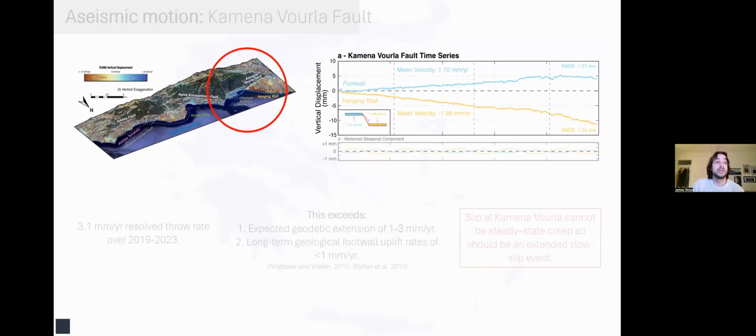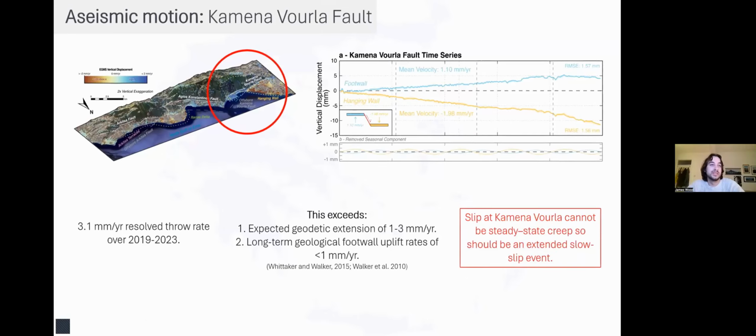So in terms of the rate of that happening at 3 millimeters a year in this region where we're only expecting extension of 1 to 3 millimeters a year, it's obviously perhaps too high for what we might expect, given that there's other faults as well in this rift that are accommodating strain. But also in terms of longer term geological rates of 100,000 to a million year rates on this fault, people have resolved that to always be less than 1 millimeter a year of footwall uplift.